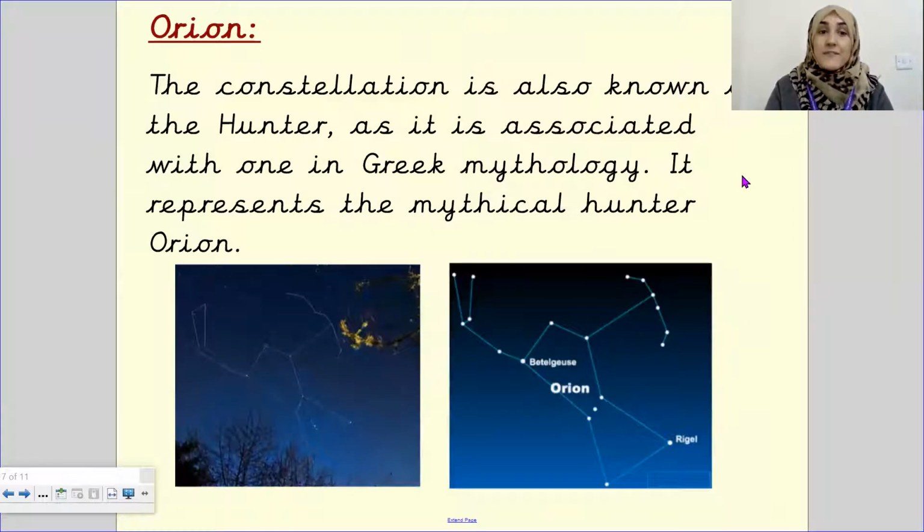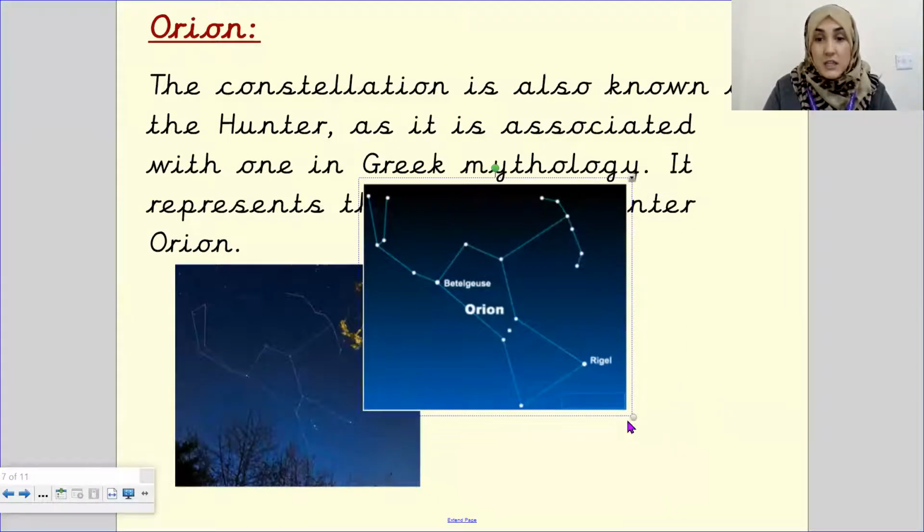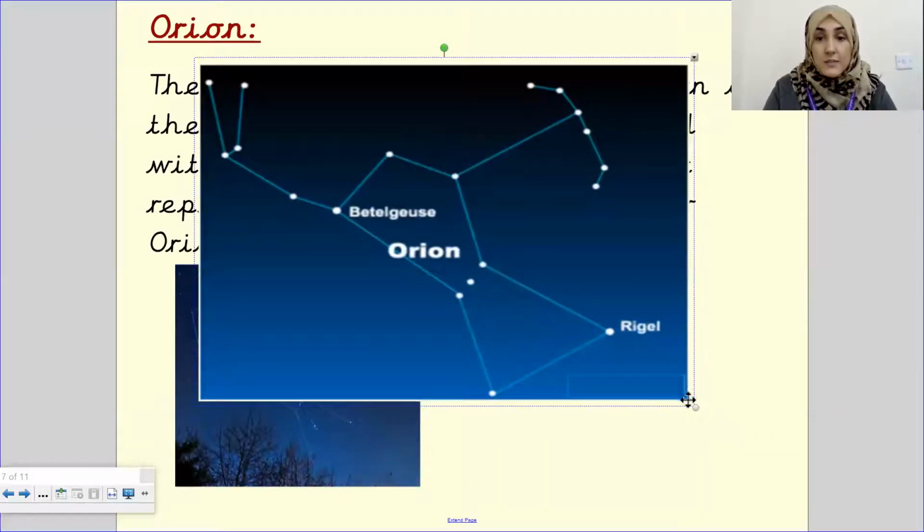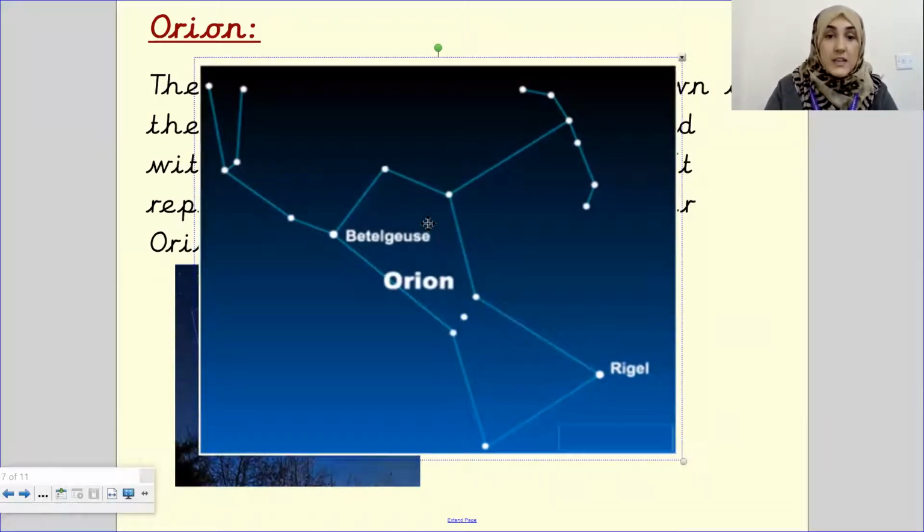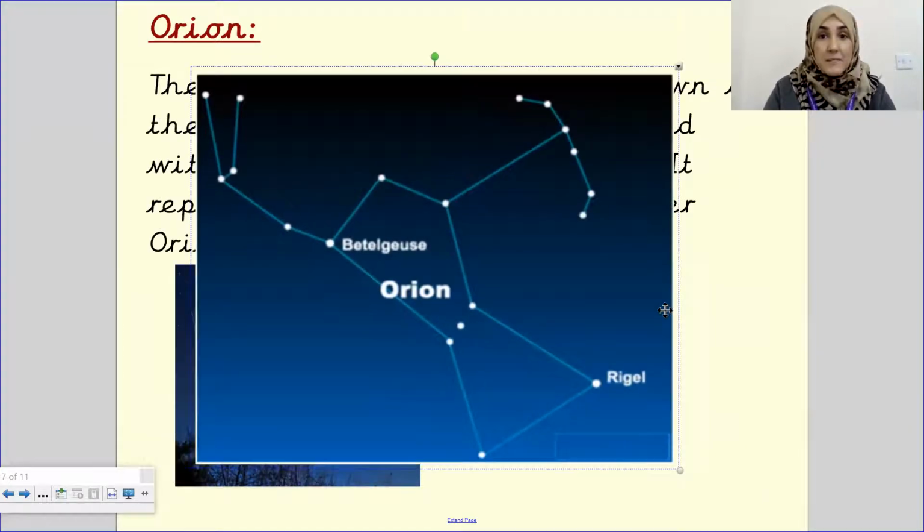The first one, or the most famous one, is Orion. The constellation is also known as the Hunter, as it is associated with one in Greek mythology. It represents the mythical hunter Orion. If I zoom this in, this one's probably a bit clearer to see than the other picture. It is believed that here is the body of the hunter, this is his arm, and this right here is his shield that he is holding. So this is probably the most famous one.